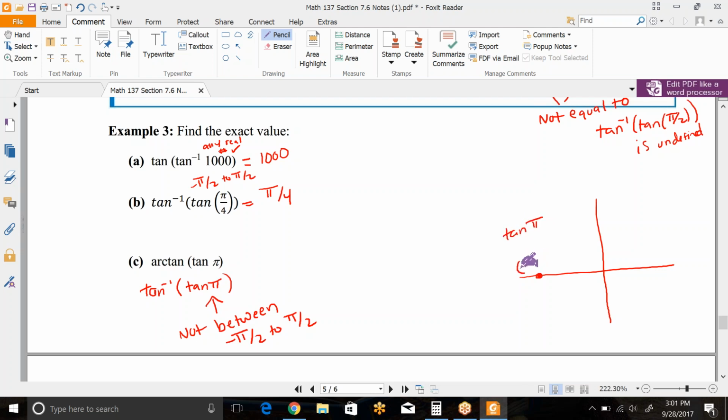And if we're on the unit circle, that would be the ordered pair negative 1 comma 0. Tan is always y over x, which is 0 over negative 1, so that's just 0. And then we think, okay, so this part now says, because that's 0, arctan of 0, because we're replacing the tan pi with the 0 answer.